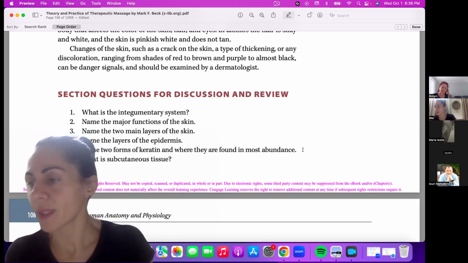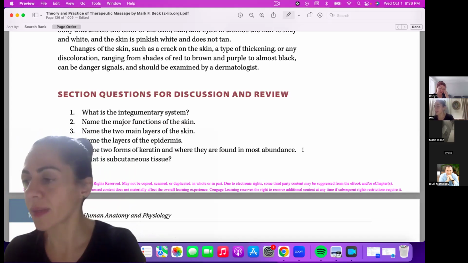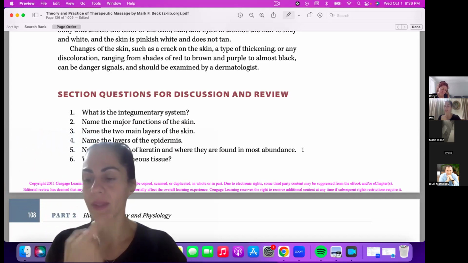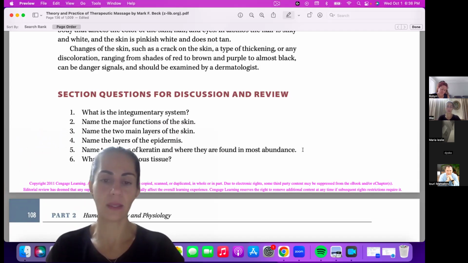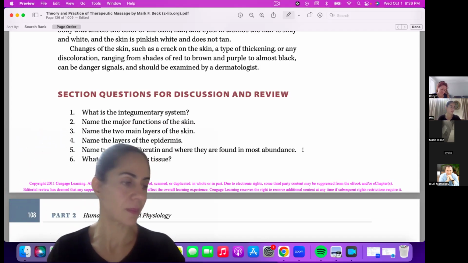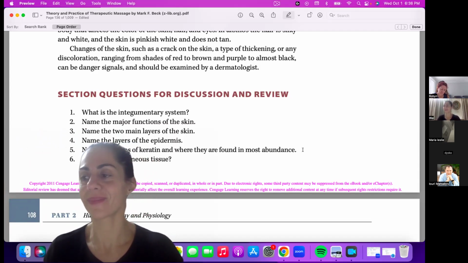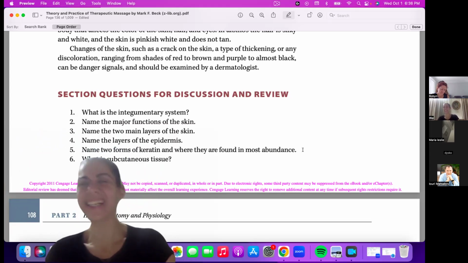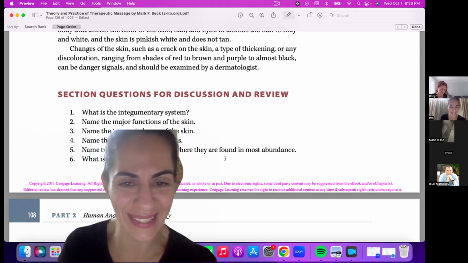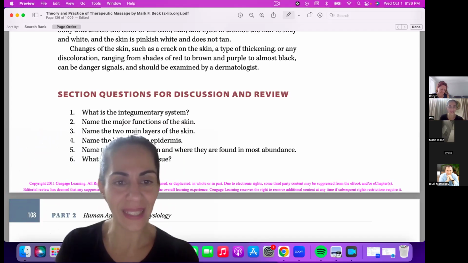Awesome. So both in hard and soft, most keratin is found where? You think in the hair or in the skin? Hair, skin. Skin. Good catch. You caught yourself. Skin.